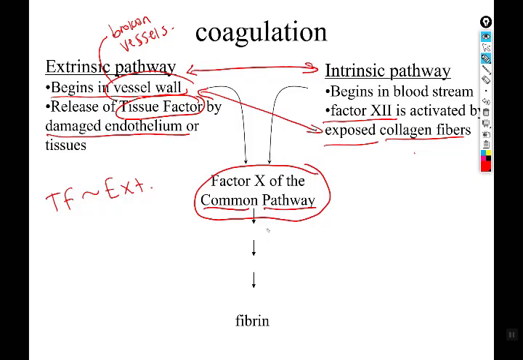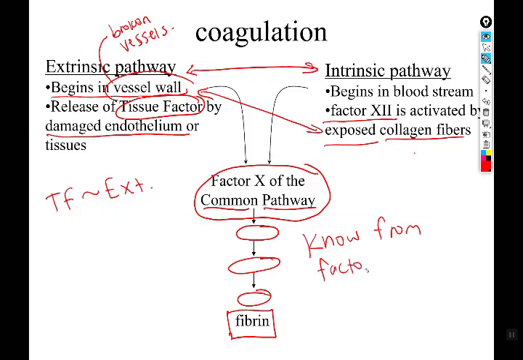So what I'm going to do now is fill in what happens here, here, and here to get us to fibrin. I do expect you to know those as well. So from factor X down, and I'll write that here. From factor X down, no exposed collagen fibers in factor 12 for intrinsic, and no tissue factor and damaged endothelium for extrinsic. So those are the ideas that I need you to keep.